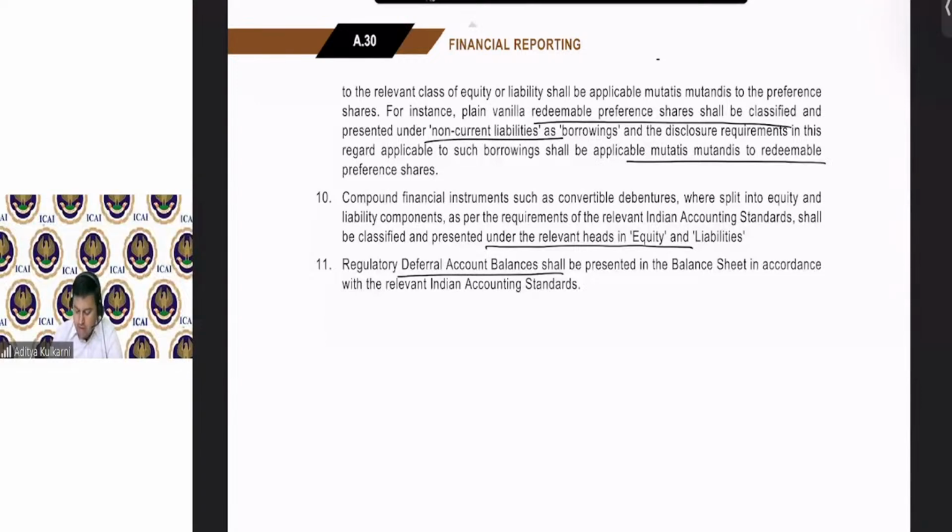Regulatory deferral accounts, this is something which is probably not there in your syllabus. I think it is Ind AS 114 or something like that. I'm not very sure. This is specifically for government entities where you have regulatory deferral accounts, in the case of electricity and nuclear power companies and all. I'm also not very much aware of this, so I don't count myself, because I'm not exposed to this area of practice. We don't have these kinds of entities. But where you have regulatory deferral account balances, they shall be presented in accordance with the relevant Indian accounting standards.